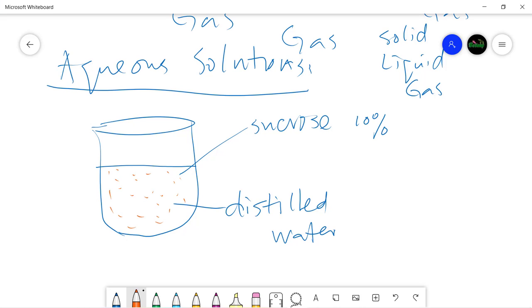Now what happens when we make the solution, when we take the solvent and add solute into it? We know that water is a polar solvent, and only polar molecules or polar solutes can be dissolved in water. Non-polar solutes do not dissolve in water.